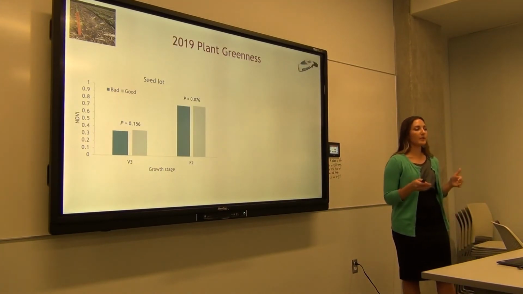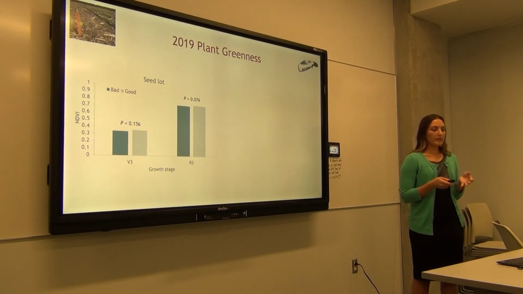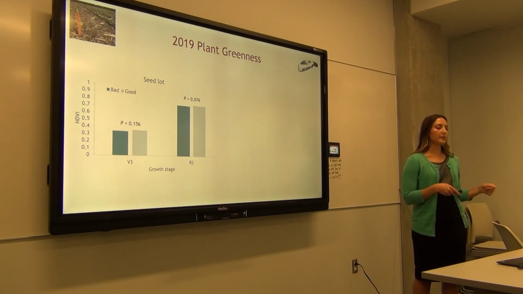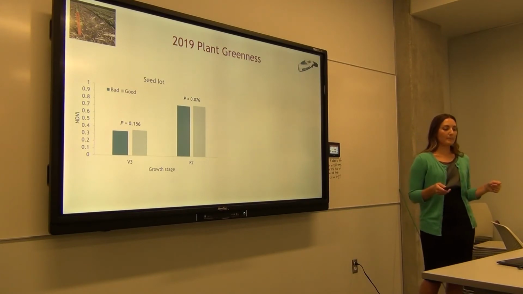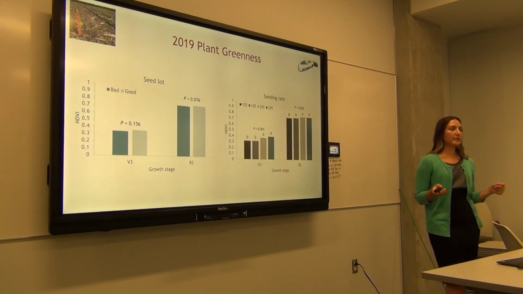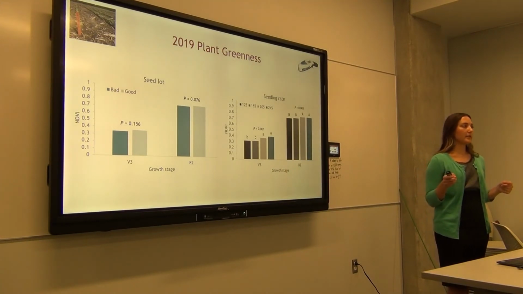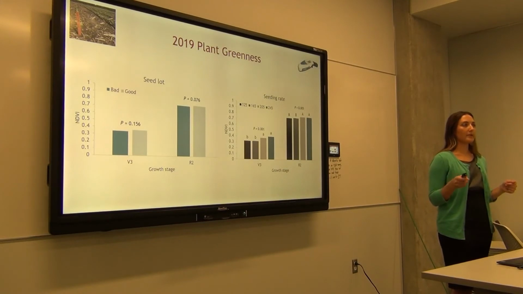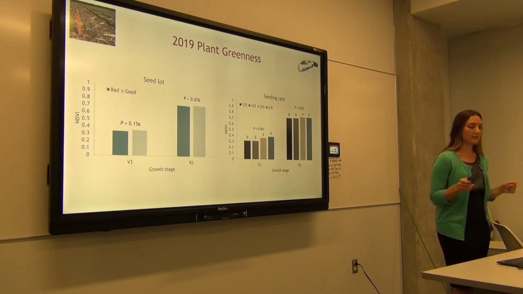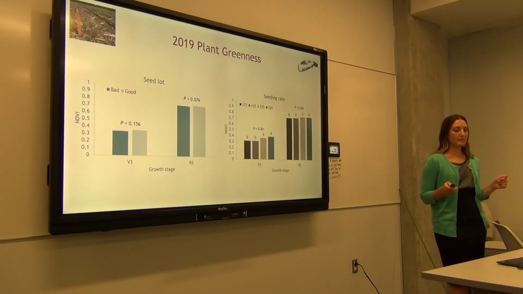Next, I'll talk about the plant greenness in 2019. We see that seed lot does not have an effect on plant greenness in 2019 at V3 or at R2, but seeding rate does have an effect on plant greenness. So at plots that were planted at 205 and 245,000 plants per acre, we saw the greatest NDVI, or plant greenness, in both of the growth stages.